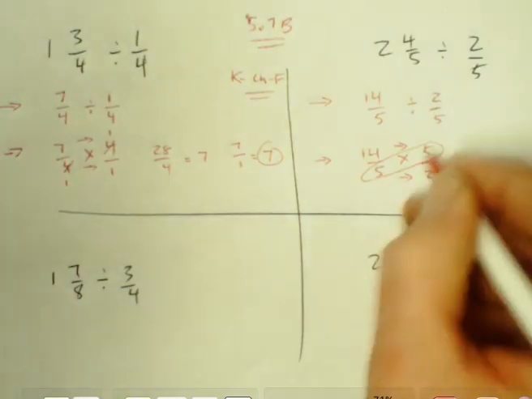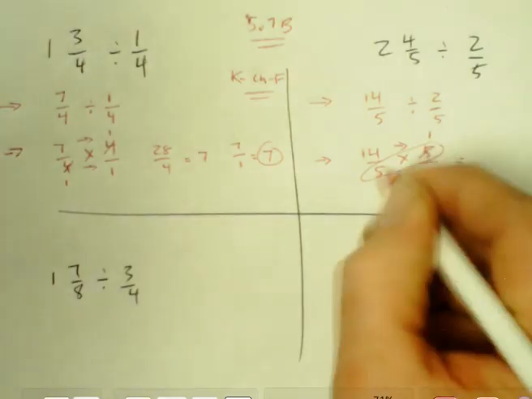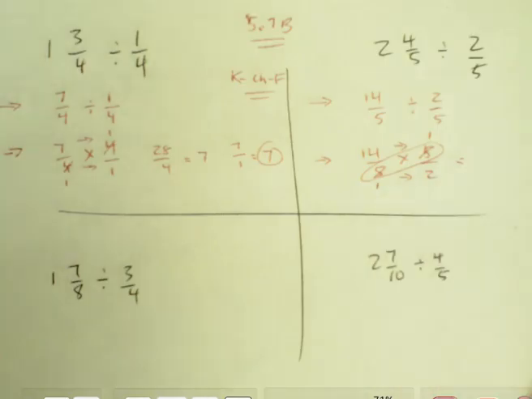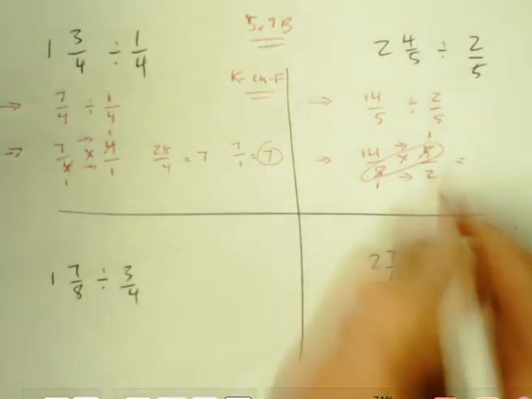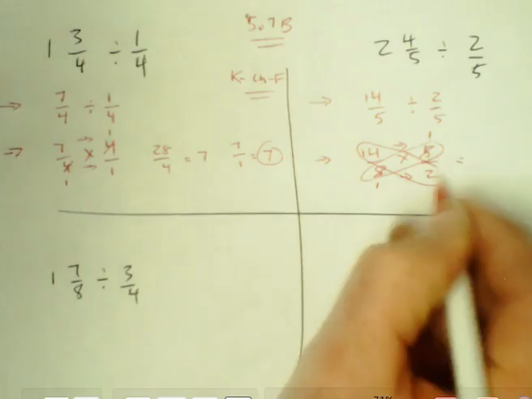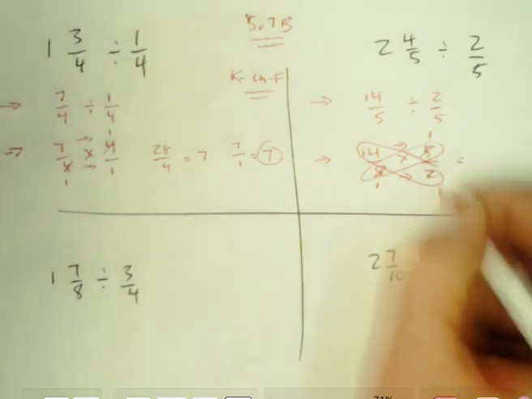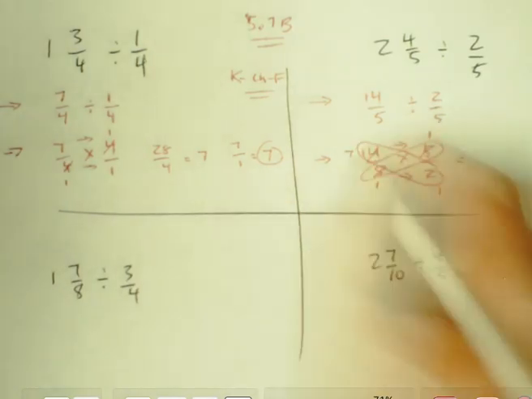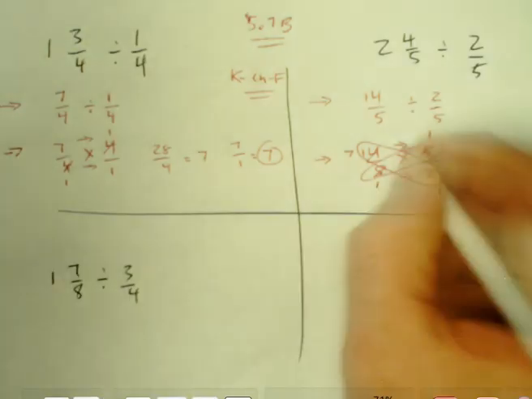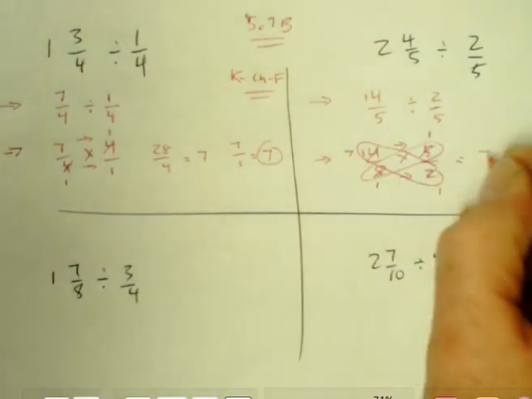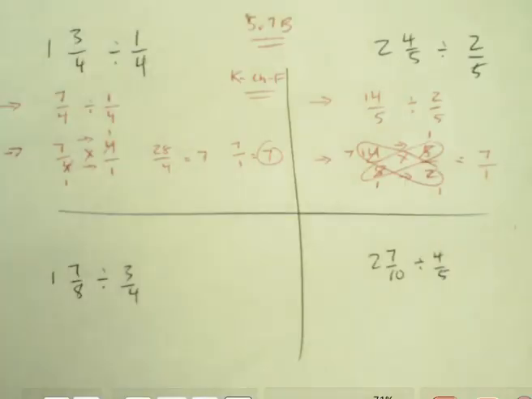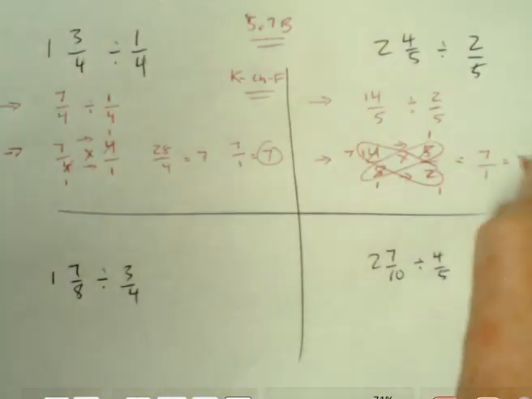So I'm going to divide by 5 here, it's 1. Divide by 5 here, it's 1. If you look closely, you can divide over here too. I can divide by 2 here, it's 1. I can divide by 2 here too, it's 7. So now I can multiply straight across. I have 7/1. This is 7.